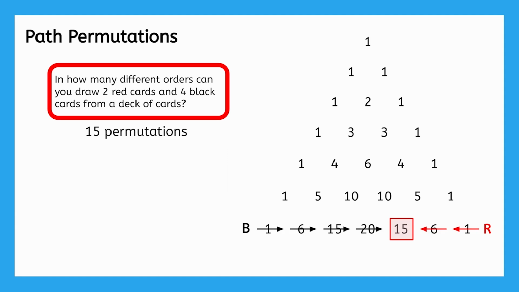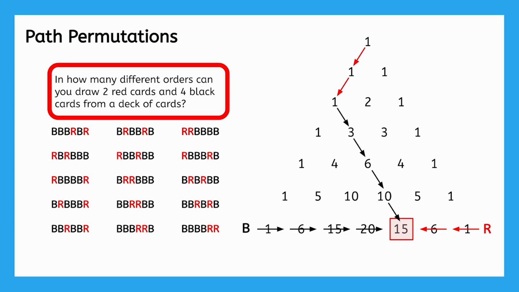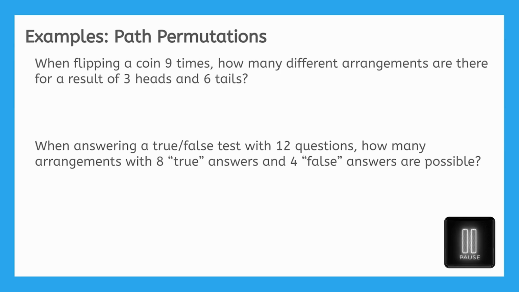But why? Because to get to this location, we have to go right 4 times and left twice. We could do that with this path, or this path, or this path, or any of these 15 different paths. The value we found tells us how many different paths there are to end up with 4 black cards and 2 red cards. Now it's your turn. Pause and try these examples in your guided notes.